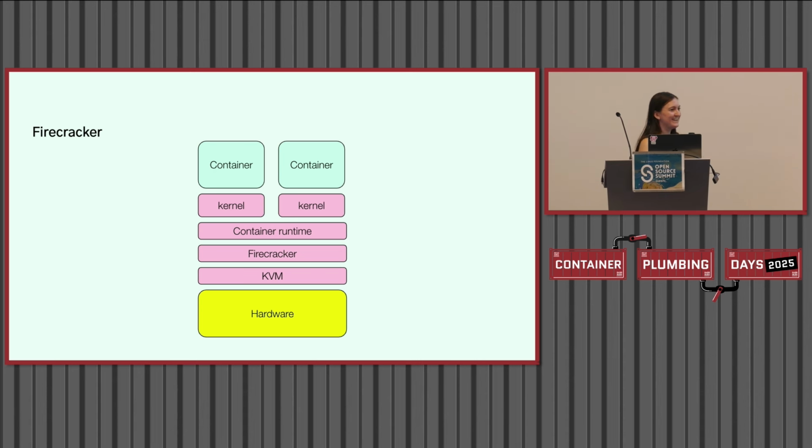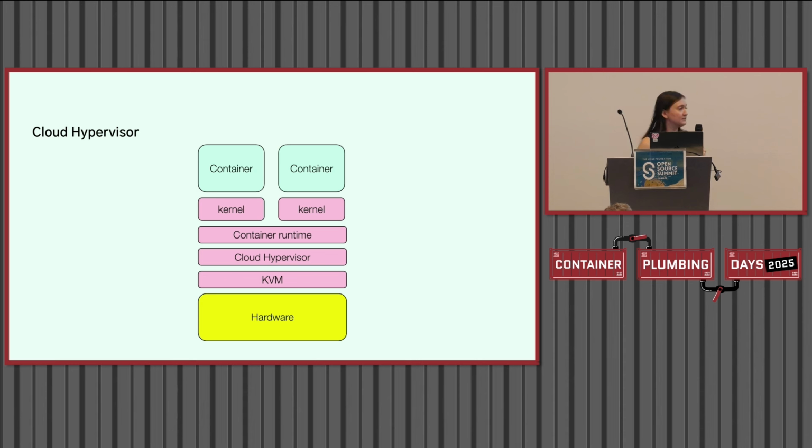Firecracker is developed by AWS. It runs AWS Lambda and Fargate in the back end. It's known for its fast startup time for virtual machines. Cloud Hypervisor is another virtual machine monitor designed for cloud, with slightly different performance characteristics, also optimized for cloud.